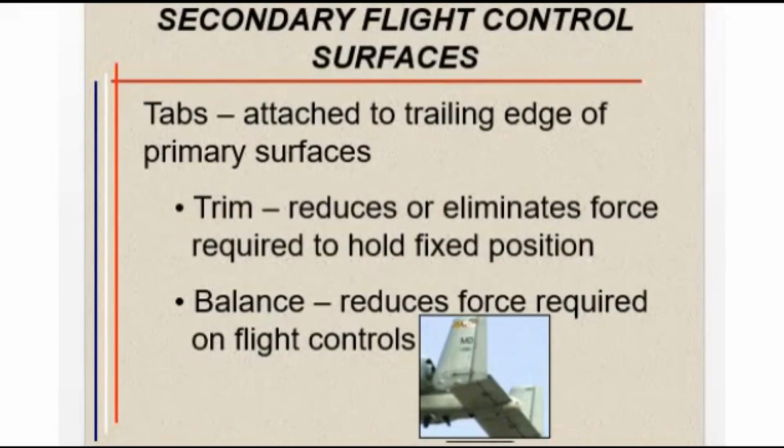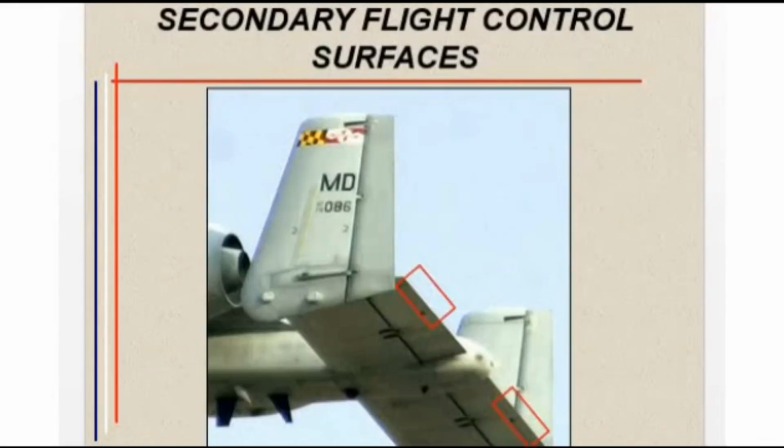These tabs are small controls attached to the trailing edge of the primary controls. They are moved by an electric motor and move in the opposite direction of their associated control surface. Tabs then utilize aerodynamic forces to reduce the amount of mechanical force needed to move the primary control surface.